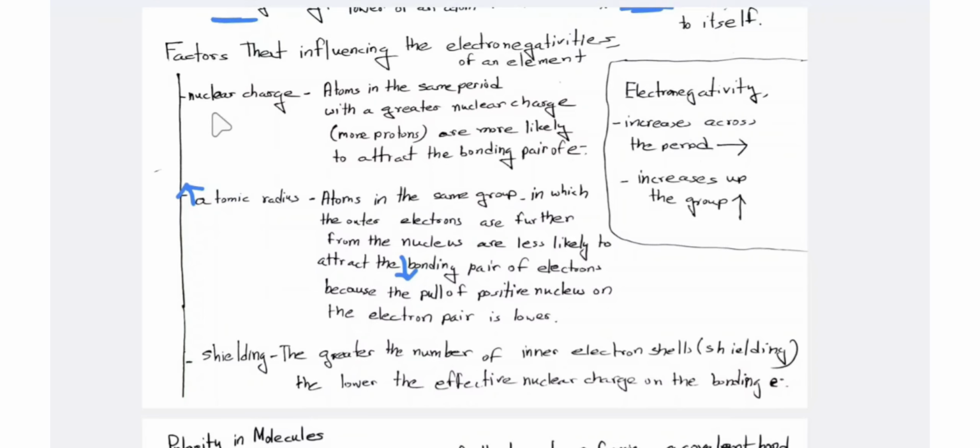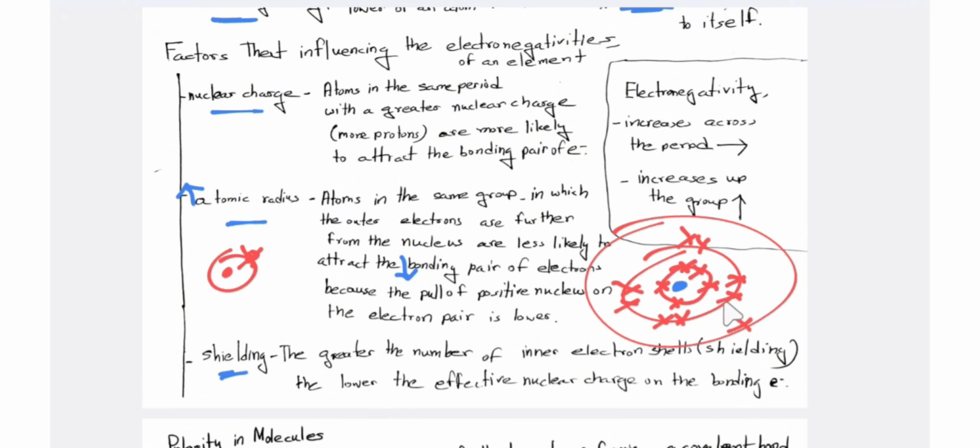Then for shielding: nuclear charge, atomic radius and shielding. The greater the number of inner electron shells, the greater the shielding, and the lower the effective nuclear charge on the bonding pair of electrons. Shielding is basically caused by the inner electrons. Suppose this is the bonding electron, and this is the inner electron.